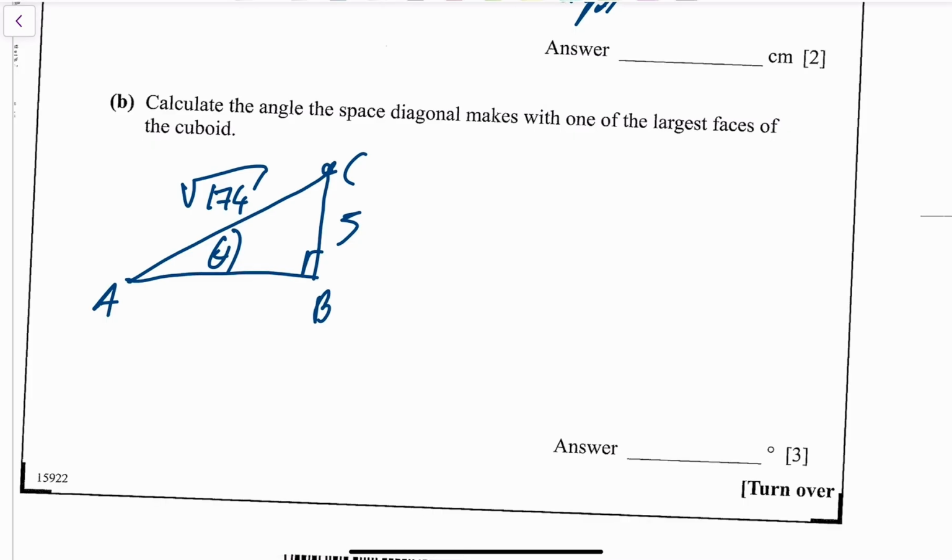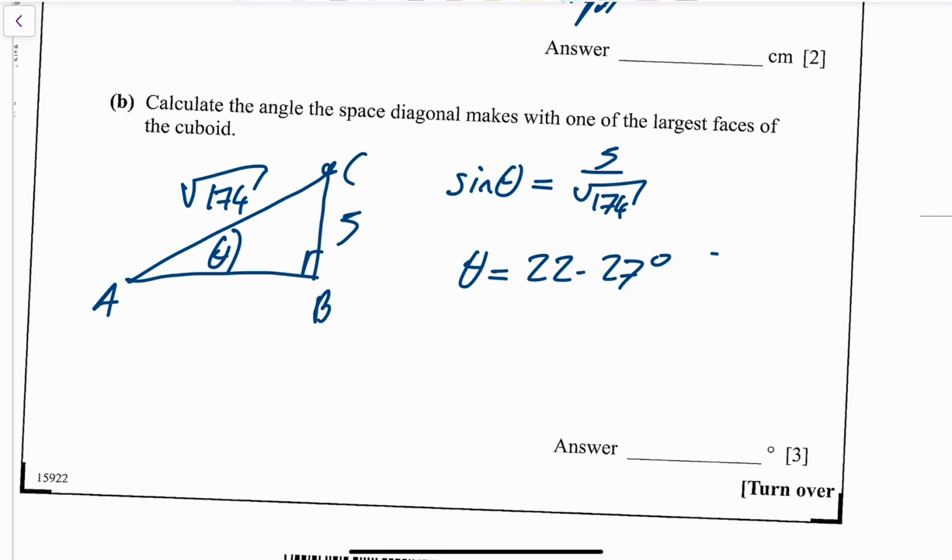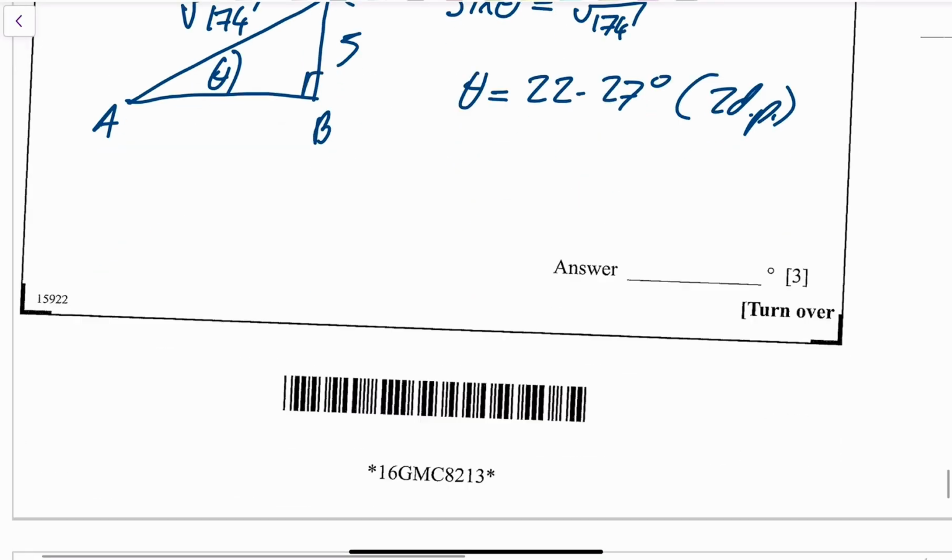Okay, one of my favourite things, a wee bit of 3D trig. We're using sine. Sine is equal to opposite over hypotenuse. So 5 over root of 174. And sine to minus 1 then. And that works out as 22.27 degrees to 2 decimal places. 2 more to go.